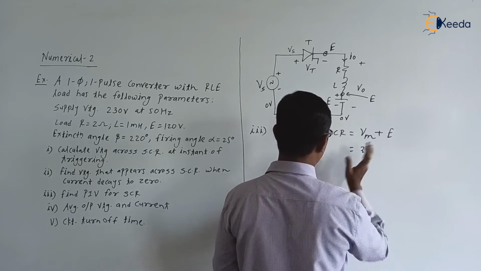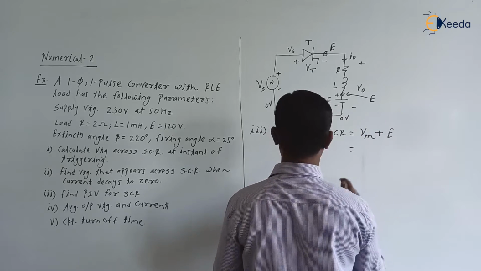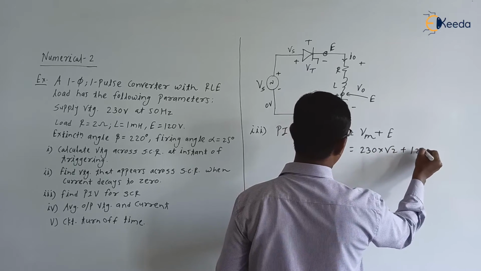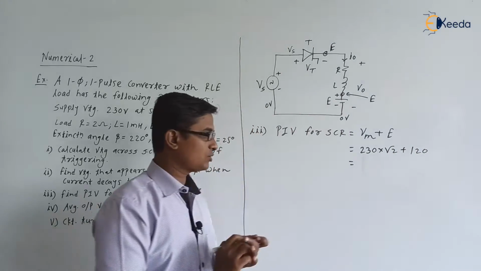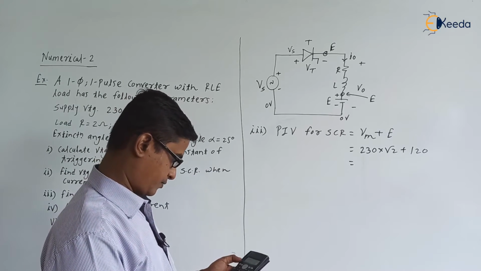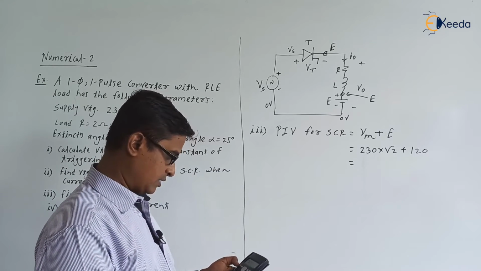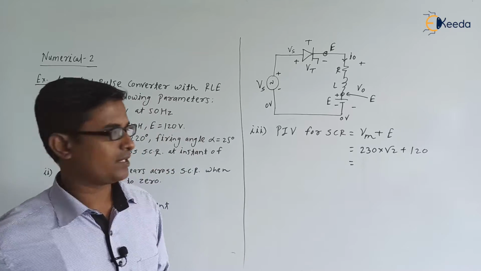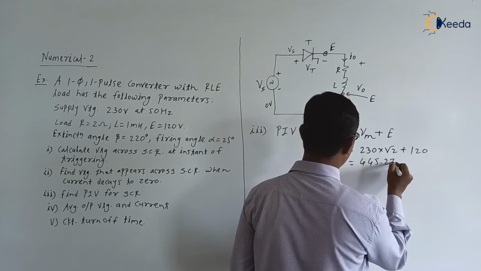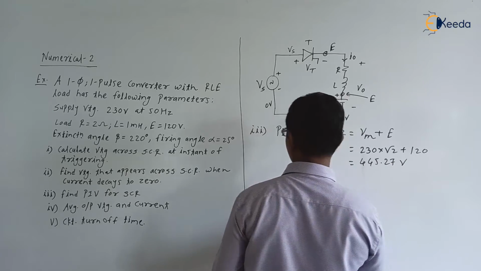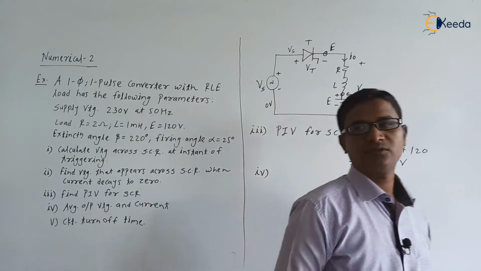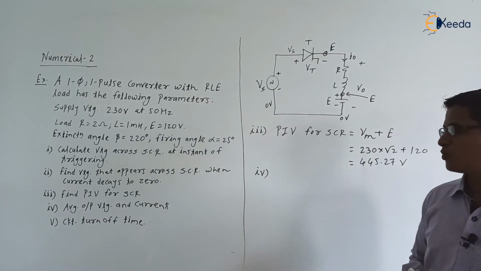What is Vm? Vm is 230 into root 2, right? 230 into root 2 plus E is 120. So it is 230 into root 2 plus 120. So it is 445.27 volt. Okay, this is the third bit, PIV for SCR, right?